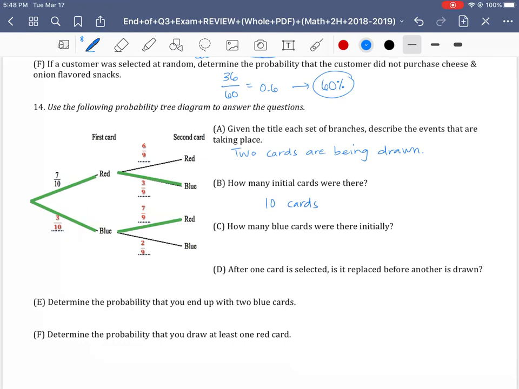So that implies that there must be 10 cards initially that were being drawn from. Part C asks how many blue cards were there initially. So again, if we look at the blue, it looks like 3 out of the 10 must have been blue. So we would say that there were 3 cards there.